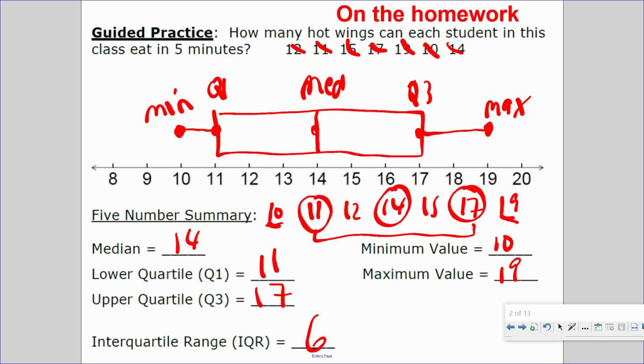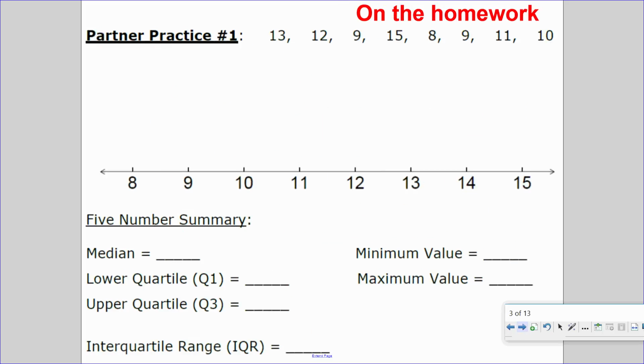So we were able to break the data into two groups. This is the lower half, this is the upper half. So 50% of the data is in the lower half, 50% of the data in the upper half. So that means 25% of the data goes here, 25% of the data goes here, 25% goes here, and 25% of the data goes there. So let's try another example.